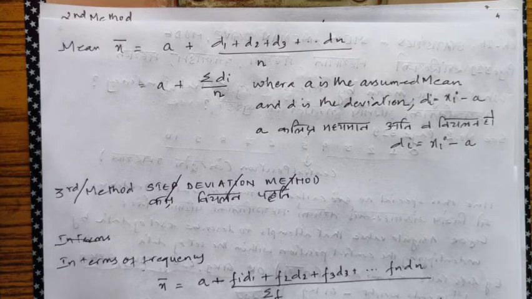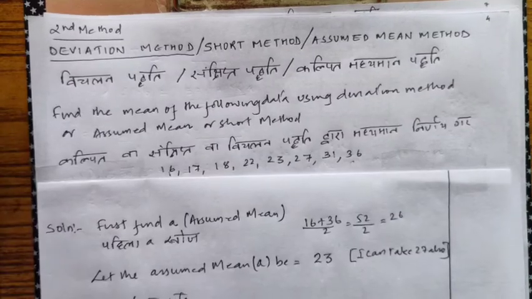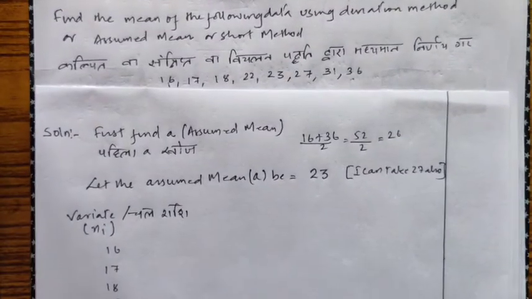I know you are confused. Oh my god, what is a? What is di? You know your xi. But what is a and di? Once you solve the question, you'll really understand what are these. Okay? So, let's come back to our question. This is the question. Yes or no?